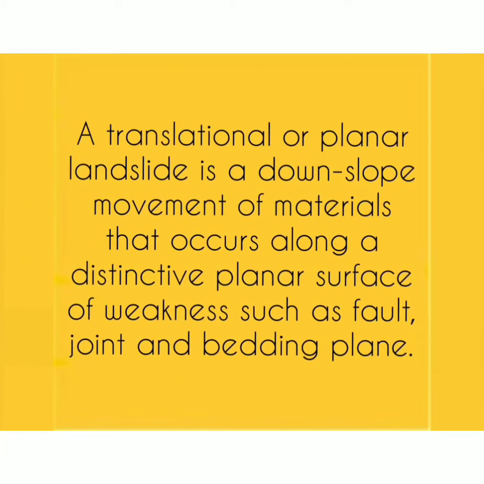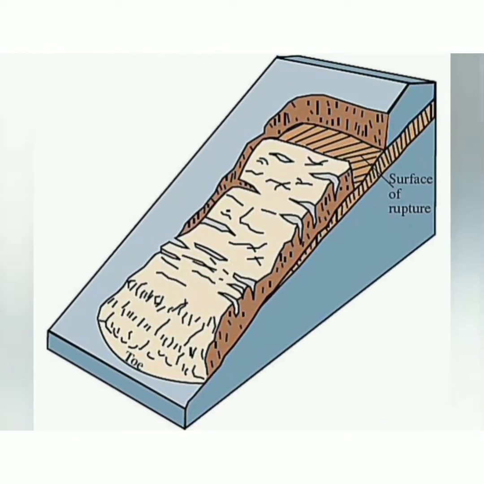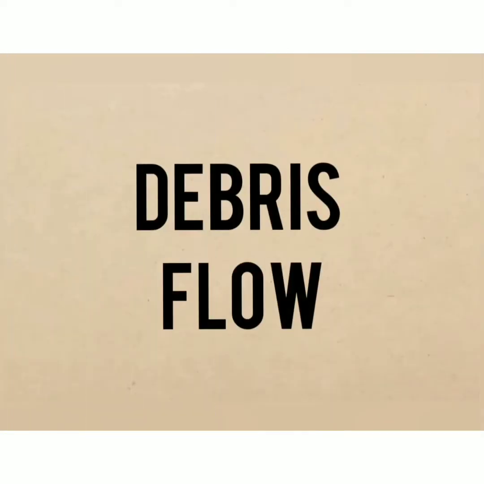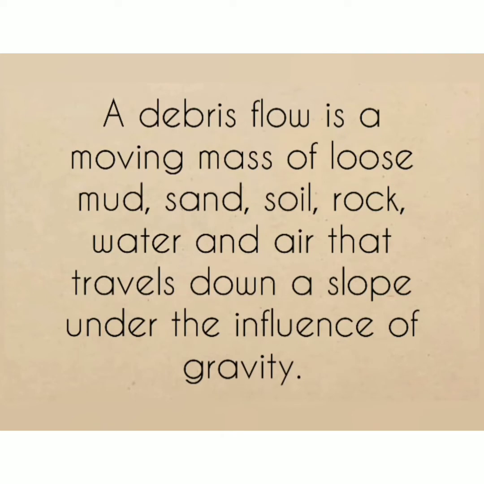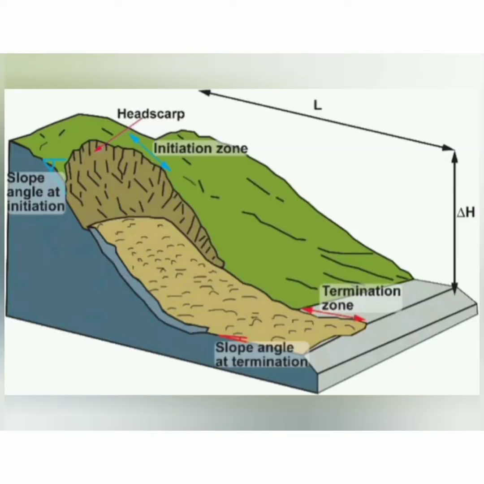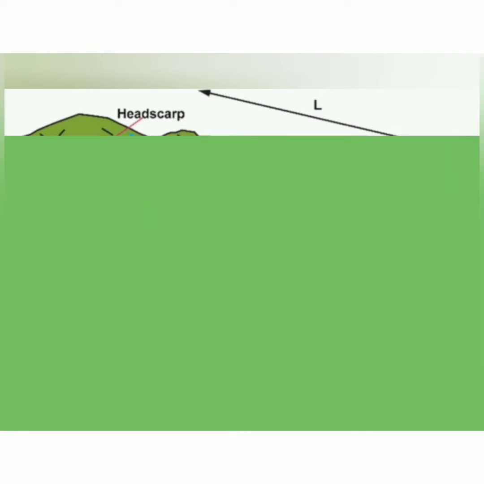Translational landslide. A translational or planar landslide is a downslope movement of materials that occurs along a distinctive planar surface of weakness, such as a fault, joint, or bedding plane. Debris flow. A debris flow is a moving mass of loose mud, sand, soil, rock, water, and air that travels down a slope under the influence of gravity.